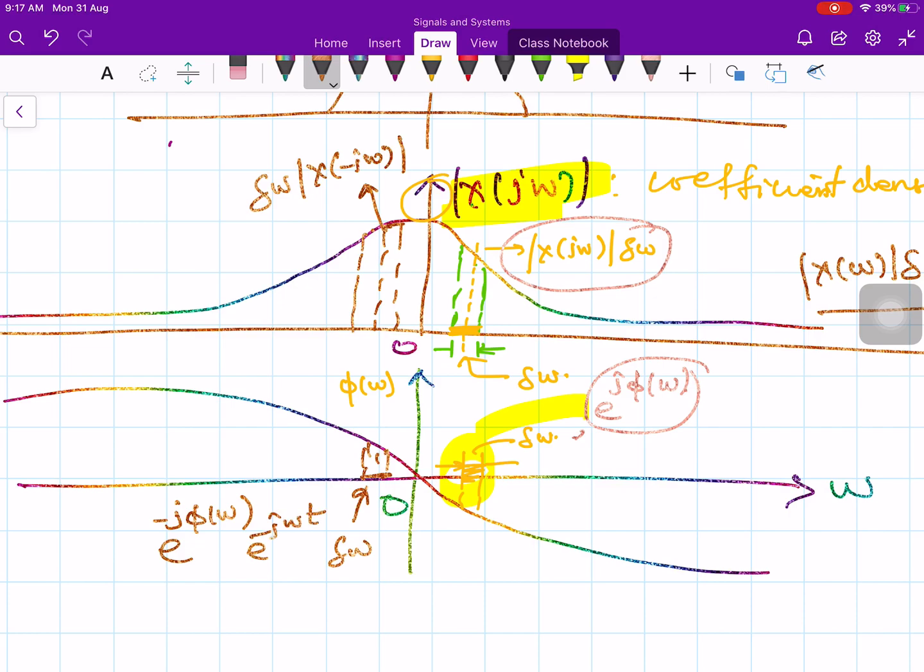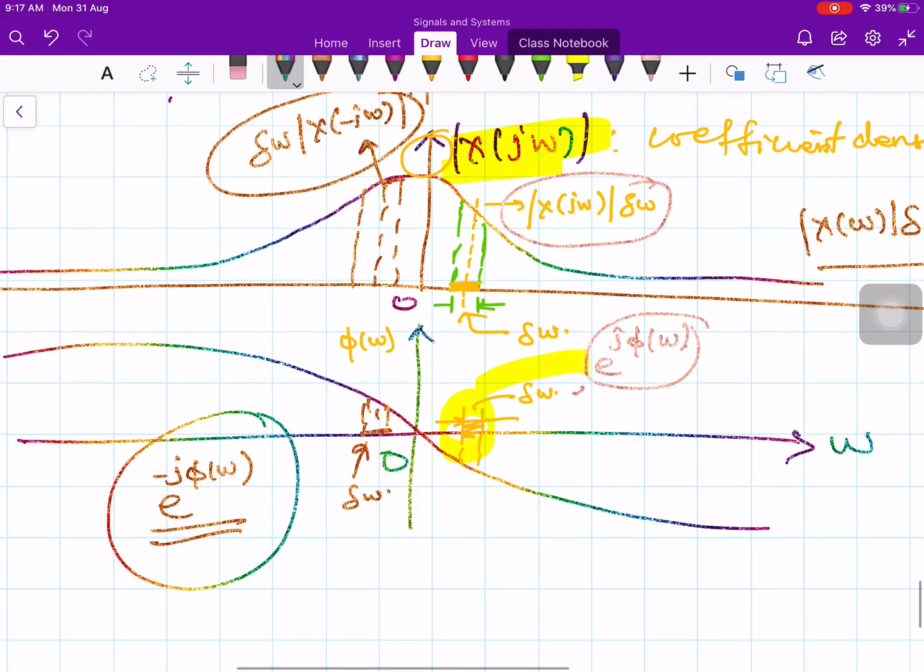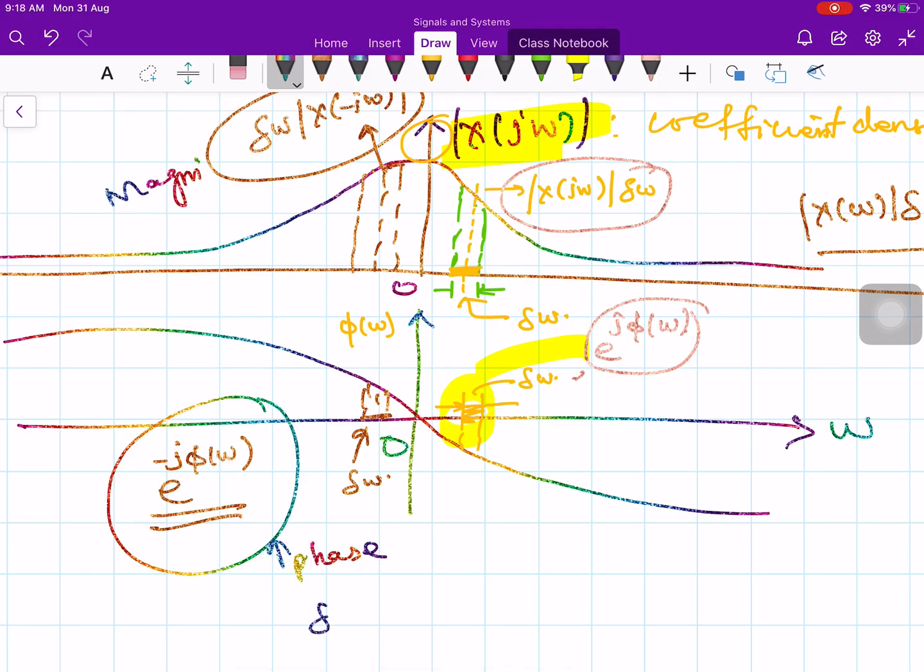If you combine this magnitude part and the phase part, this is delta omega and this is the magnitude part, and this is the phase part. You take these two guys. So delta omega times the magnitude of x of minus j omega, e to the minus j phi of omega, then you multiply by its time exponential e to the minus j omega t.